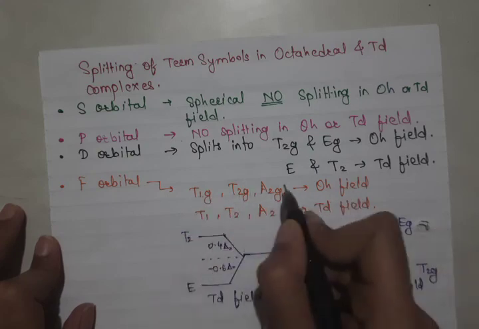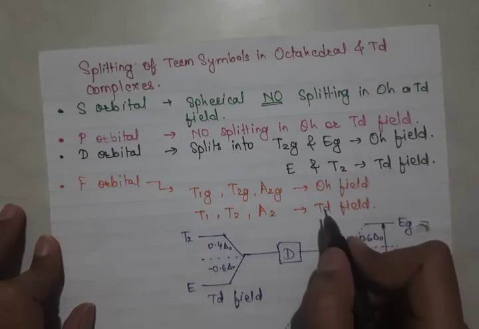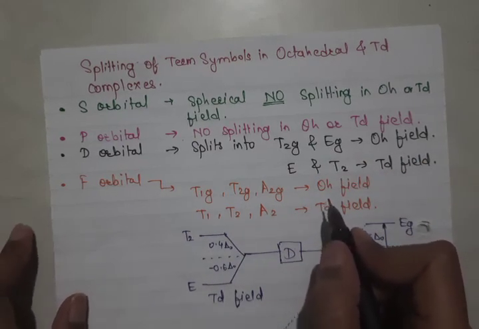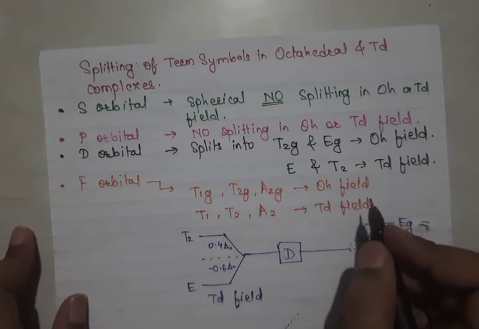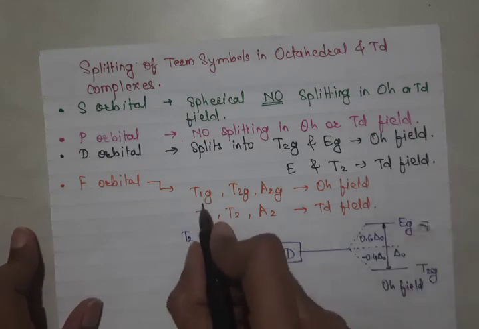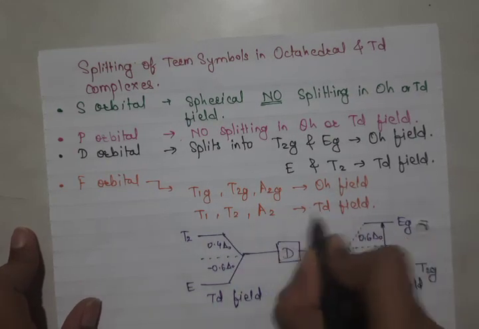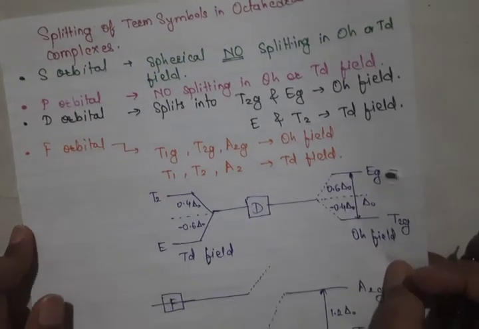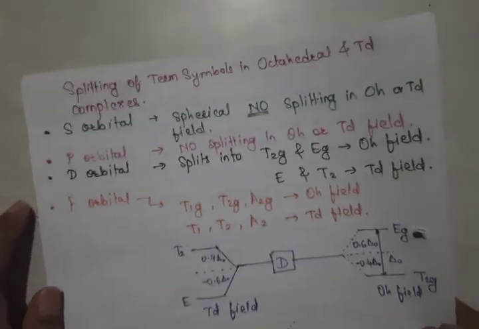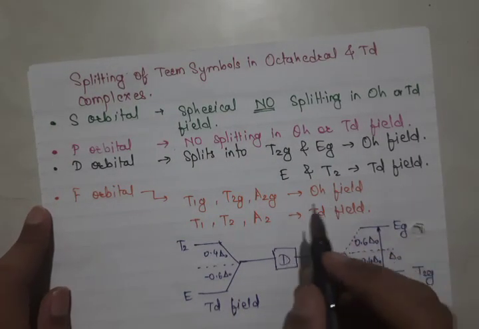This T1, T2, A2 or E, these are all Mulliken symbols, which are also given in the symmetry and group theory part. In the tetrahedral field the splitting takes place into T1, T2, A2. So let's see how the splitting takes place. Actually, this can be calculated using a mathematical method.